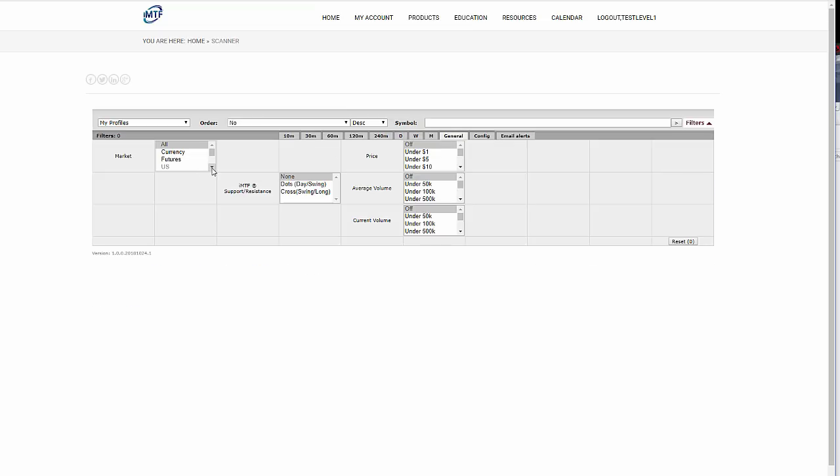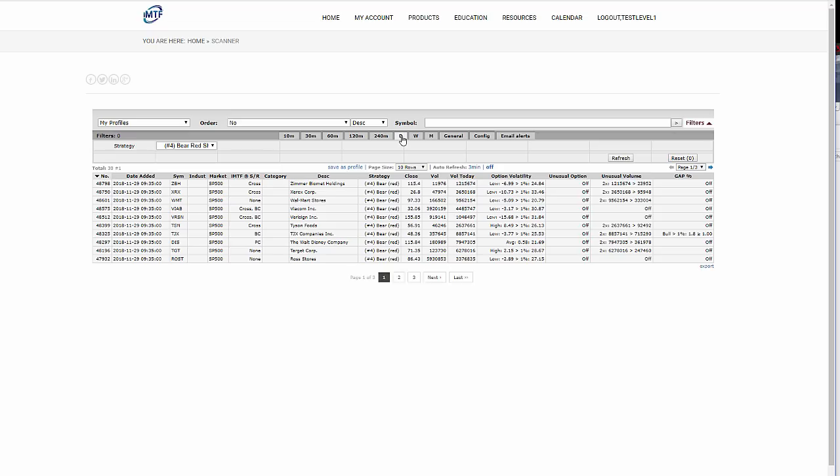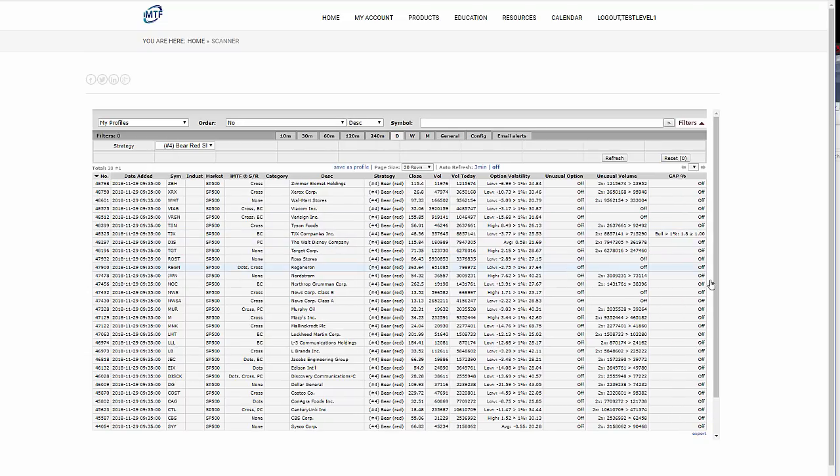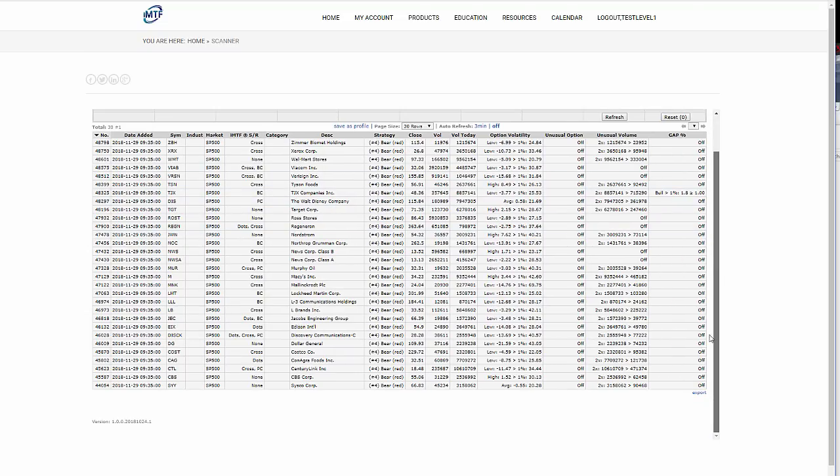So I go to the General tab, and we had chosen the S&P 500, but you could choose pretty much any market in the world, okay? And remember, this is all for free. You don't have to pay for anything at all. Click on daily, boom. This gives you the whole S&P 500 and tells you all the bearish opportunities right now on the S&P 500 on the daily time frame. That gives you a bearish setup right there.